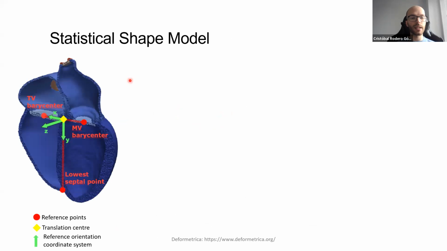Since we might have the hearts in different positions for the different patients, in different coordinates, we first align them. So we just chose the middle point of the valves, and also the lowest point in the wall between the left ventricle and the right ventricle, and then we just align them as best as possible.